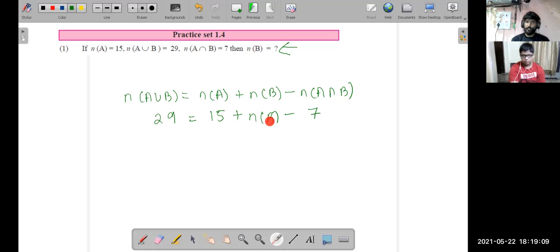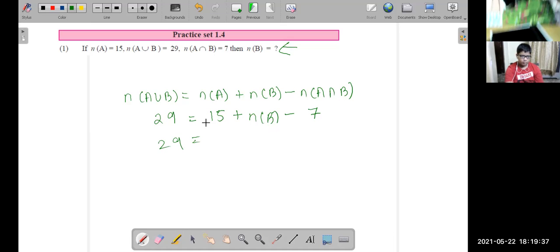Now here you keep this n of B as it is, on this side. 29 is equal to... I have a question. Yeah. Is the answer 21, n of B? 21. So I'll check in my textbook.